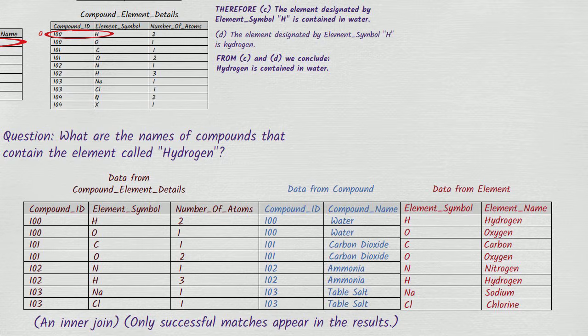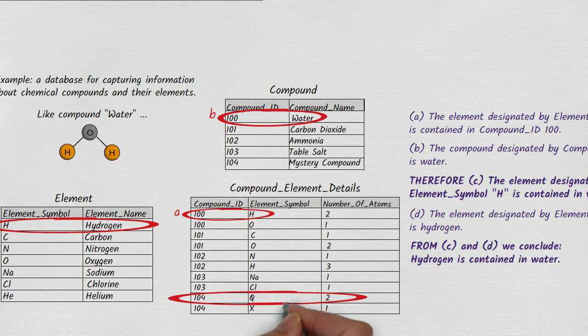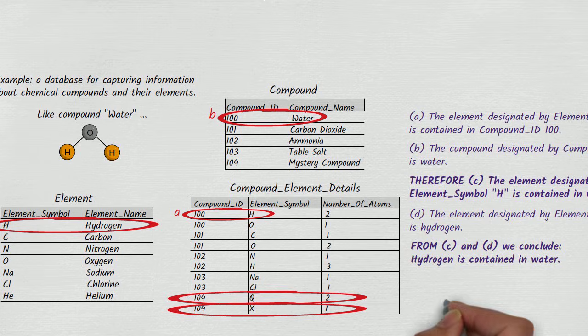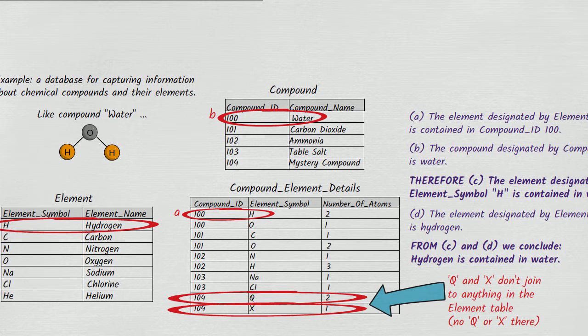This is why compound ID 104, known as mystery compound, doesn't appear in the join results. In the compound element details table, compound ID 104 has two rows, one with element symbol Q and another with element symbol X. Q and X both fail to match any element symbols in the element table. It seems fair to say that this is a problem with the data, and that the people in charge of the data really ought to fix this in the future.